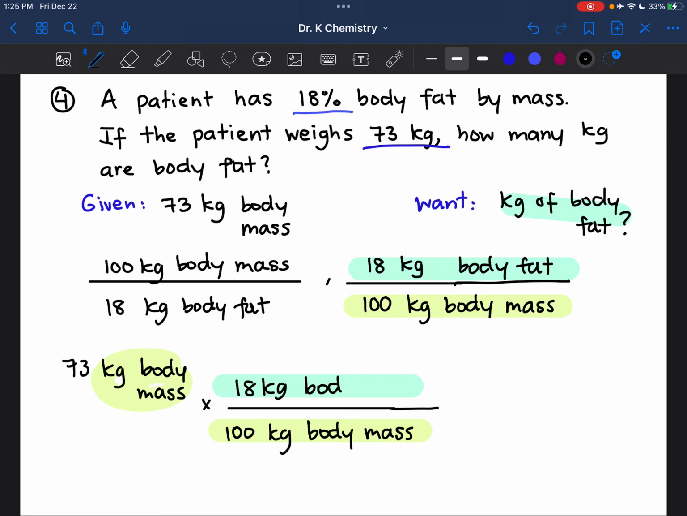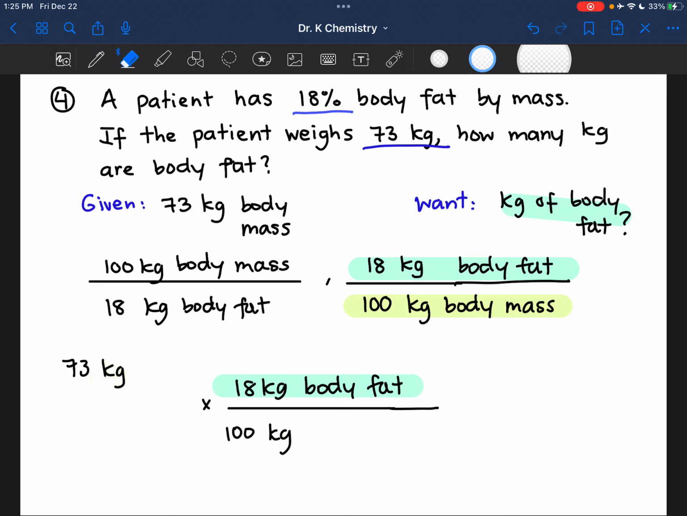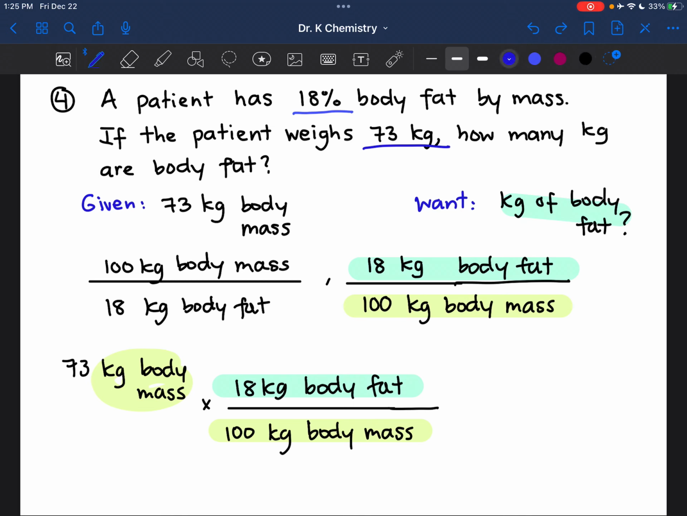And notice that we have to be very, very specific with what we mean, because if I did not indicate body mass here, it looks just like kilograms. It all looks like just kilograms. So it looks like everything here cancels when it actually doesn't. So you do want to include what you're referring to, because kilograms of body mass and kilograms of body fat are not the same thing. So now we have kilograms of body mass in the numerator and kilograms of body mass in the denominator, so those are going to cancel out.